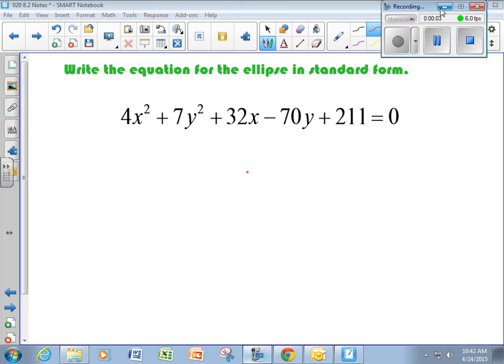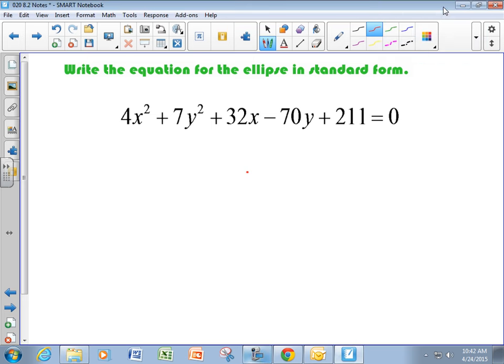One of the other concepts that we should be familiar with is changing the equation that we are given into the standard form for whatever figure it is that we're trying to deal with. We've done this a lot with circles, and we've done it with parabolas, and we want to be able to do it with ellipses too.